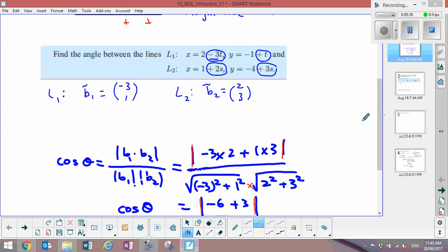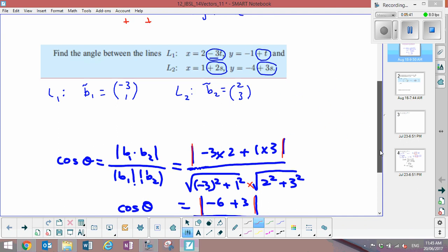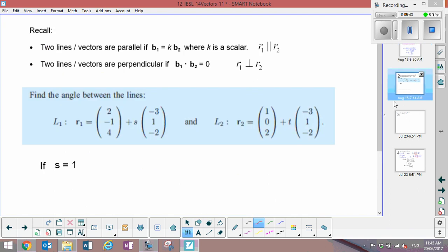You can see these are in 2 dimensions, so they're somewhere on the page, and you could have drawn those up, but that gives us the angle. Also recall that if you've got 2 lines that are parallel, then the direction vectors will be a multiple of each other, where k is some scalar, and k, remember, can be any real number, positive or negative, but it's just a number.